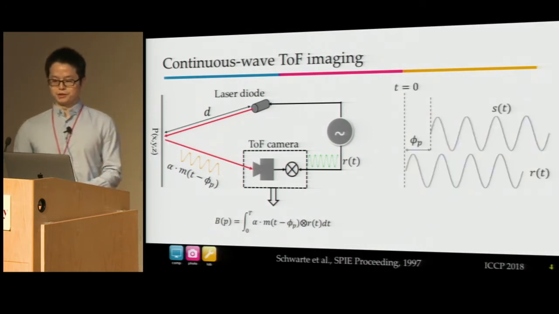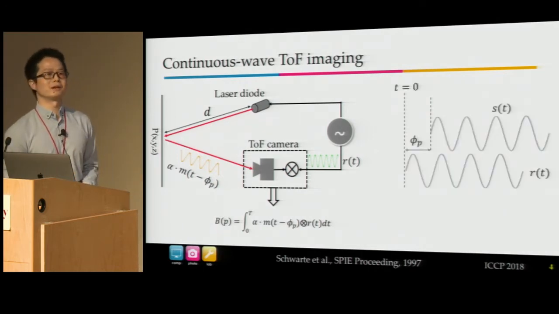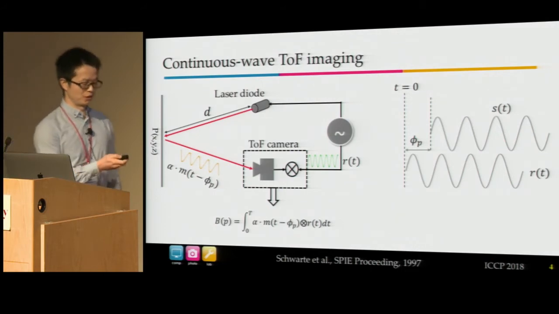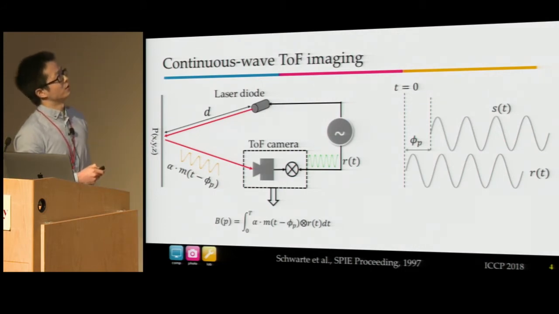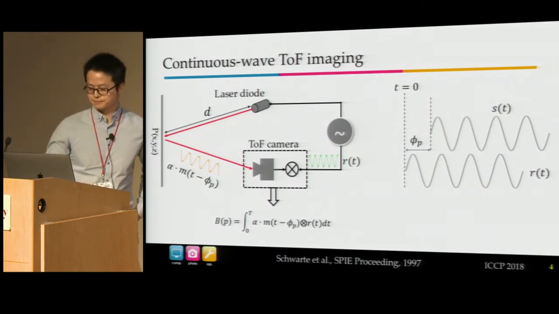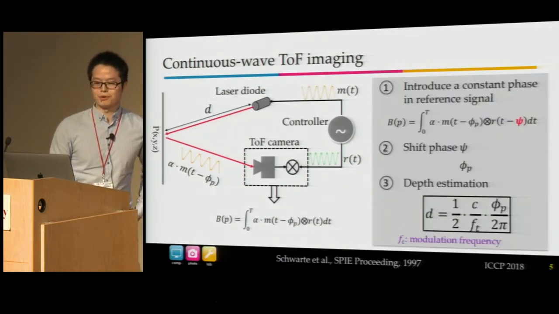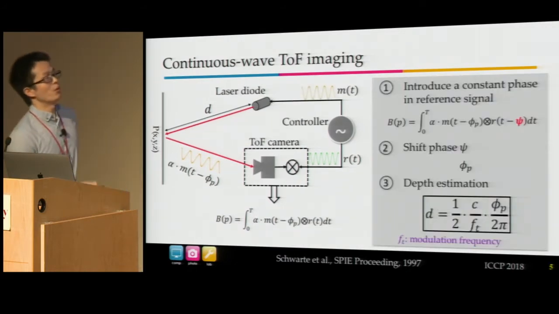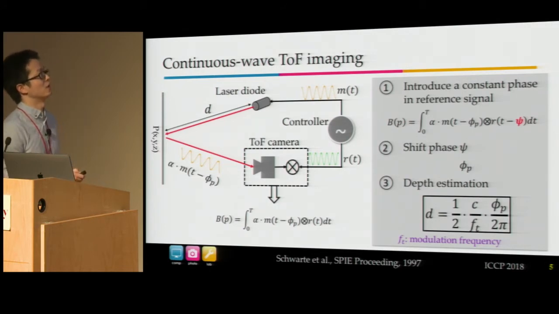Intuitively, we can think about it this way. Here is our signal coming from the object, and this is our reference signal. The sensor is comparing the phase delay between these two signals, because the phase, P, encodes the depth information. So let me give you more of the math here. How can we use this autocorrelation signal to estimate the depth information?